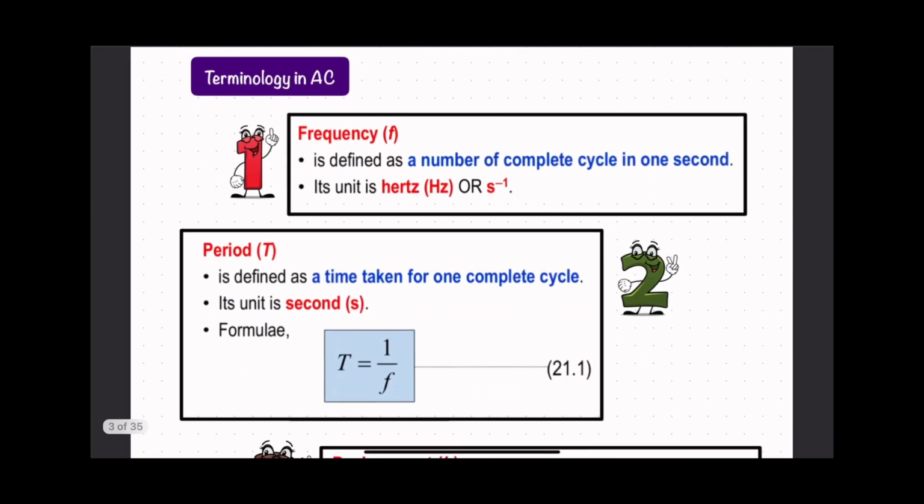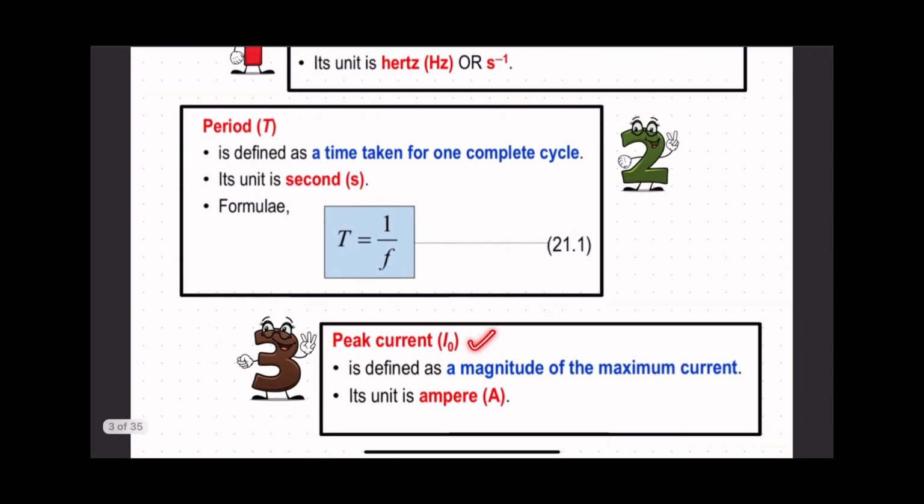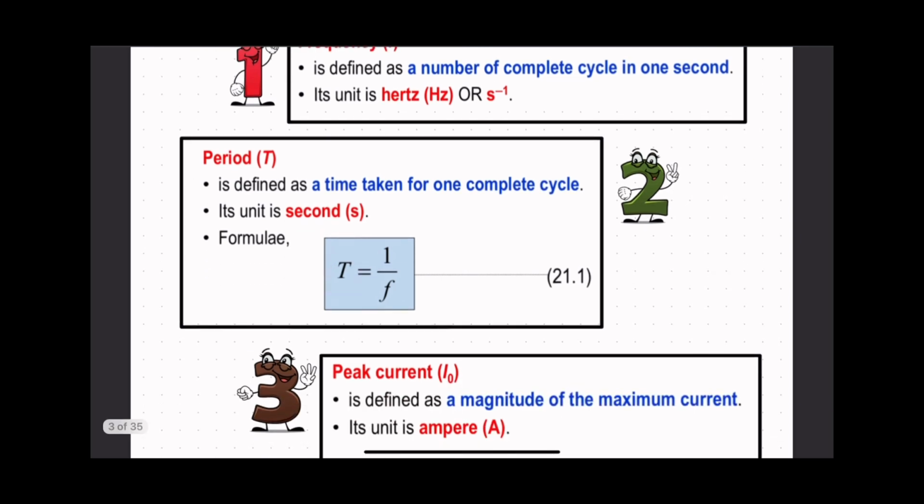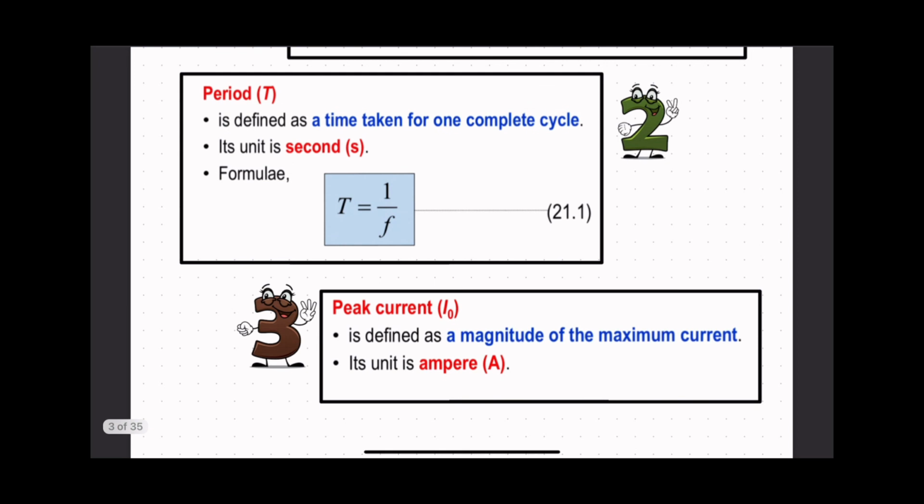Terminology in AC: you also learned before this about frequency and period, and peak current is a new thing. Frequency is defined as the number of complete cycles in 1 second. So the unit of frequency is hertz or per second. Period is defined as the time taken for one complete cycle. The unit is second. So period is equal to 1 over frequency. Next is peak current. Peak current is defined as the magnitude of the maximum current. So the unit is ampere. And then you need to know peak voltage, V naught, is defined as the magnitude of the maximum voltage. So the unit is volt.